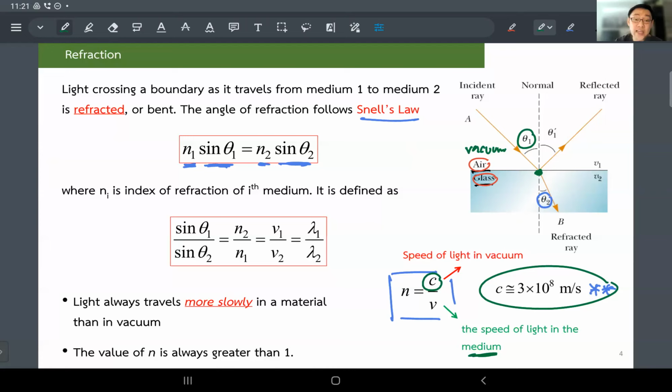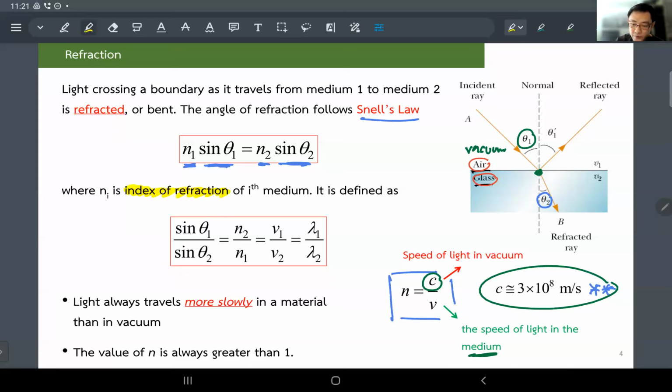The definition of N is simple, c over v. We call this N the refractive index, or index of refraction, guys. We're going to mainly use this one, the index of refraction. Very good. All right, make it simple.